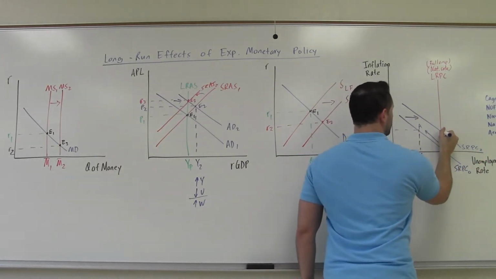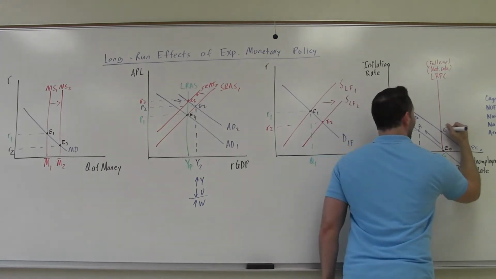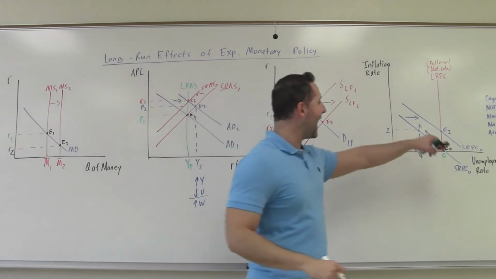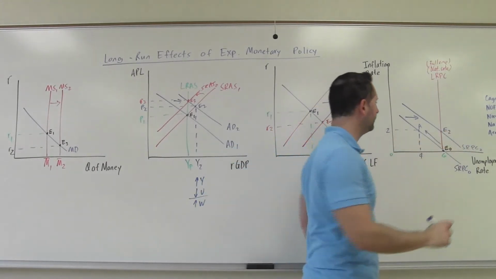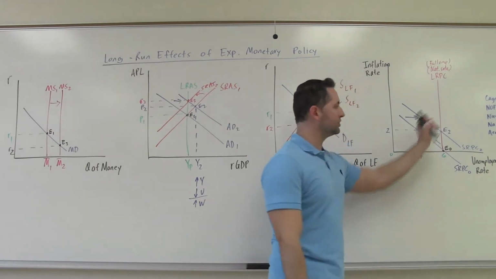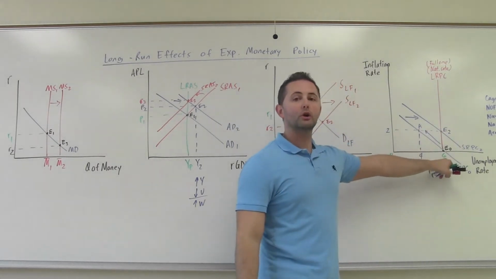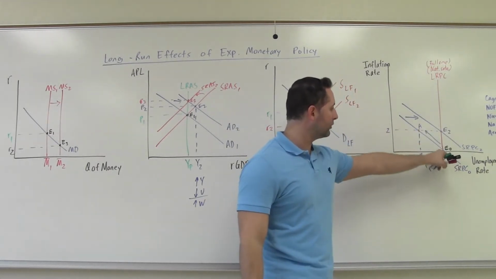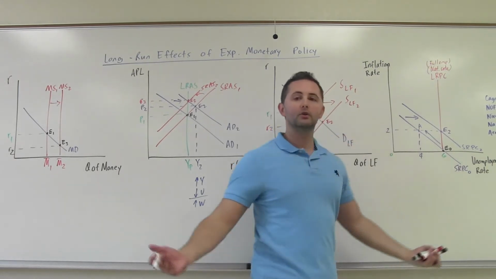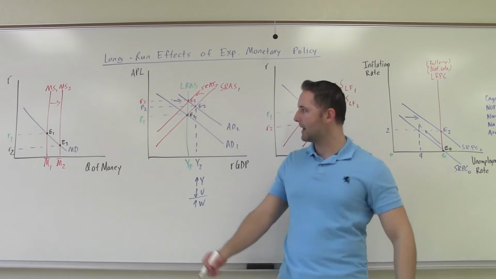And so we will now be over here at E2, bringing us back to where actual inflation is equal to expected inflation. So it shifts it up. So we are back to our original level of output, 6% unemployment. The only effect in the long run, increase in inflation. So far so good, they match up.